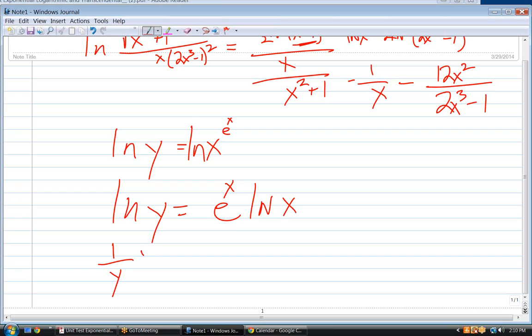Yes. Right? And then on that side, e to the x just stays e to the x, right? And then 1 over x, so then e to the x over x. Plus... Hold on. Got to use the product rule. Oh yeah. And then the other one is natural log of x times e to the x, right?